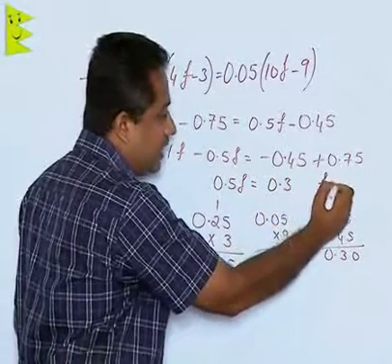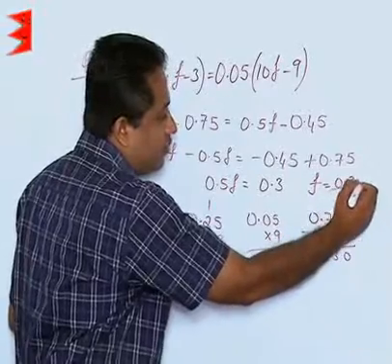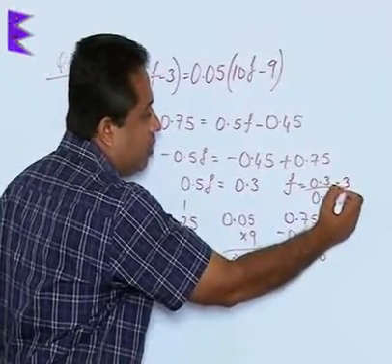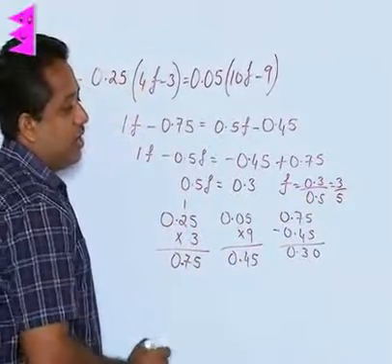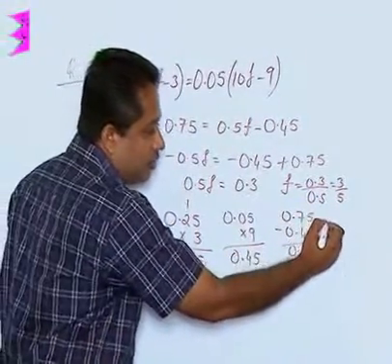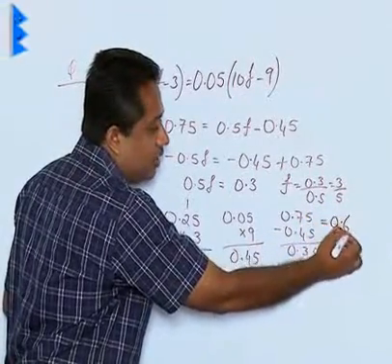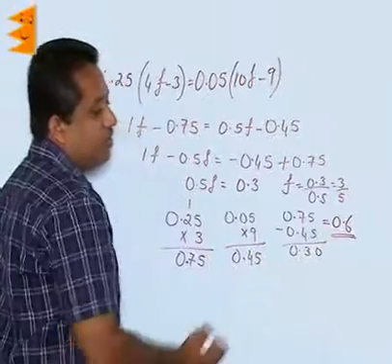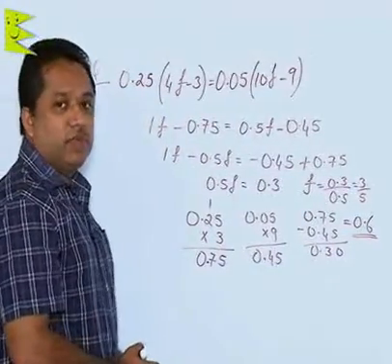So finally we get f is 0.3 upon 0.5. So the answer is going to be 3 upon 5. However, when the question is in decimals, our answer should also be in decimals. So the final answer we get 3 upon 5, that is 0.6. Therefore, 0.6 will be the final solution, or the value of f will be 0.6.